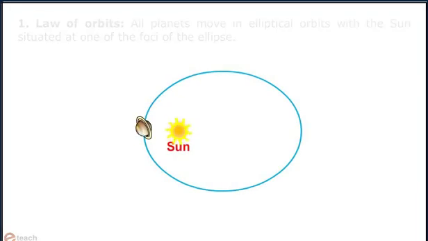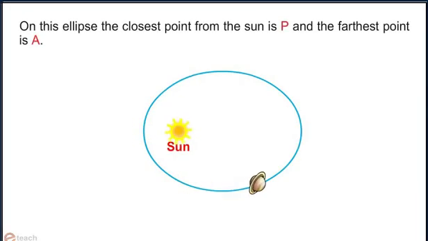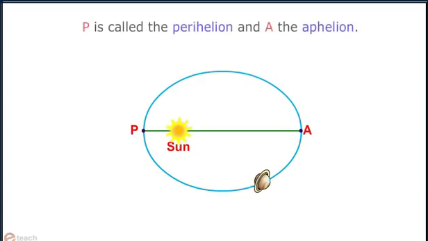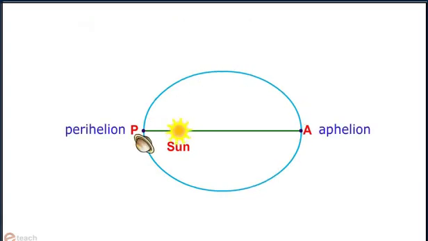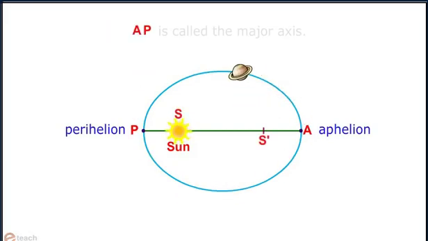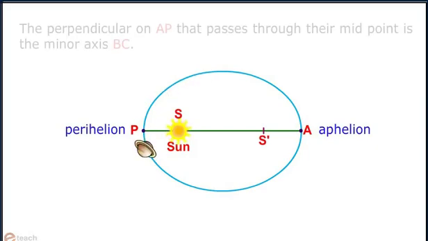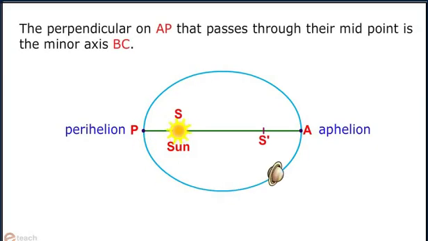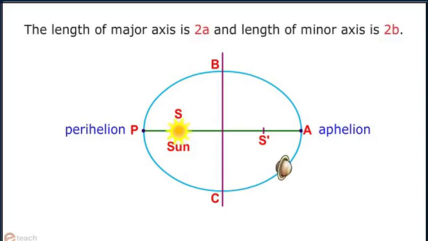the ellipse. On the ellipse, the closest point from the Sun is P and the farthest point is A. P is called perihelion and A is called aphelion. S and S dash are the foci of the ellipse. AP is called the major axis. The perpendicular on AP that passes through the midpoint is the minor axis, that is BC. The length of the major axis is 2a and the length of the minor axis is 2b.